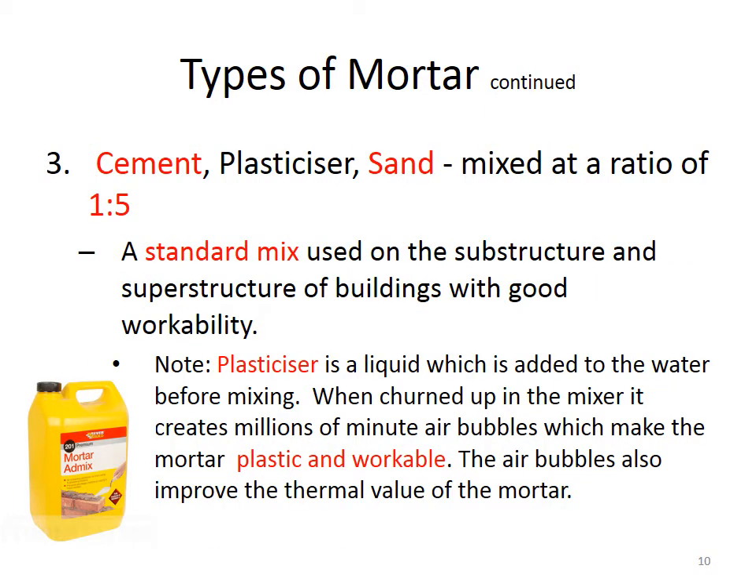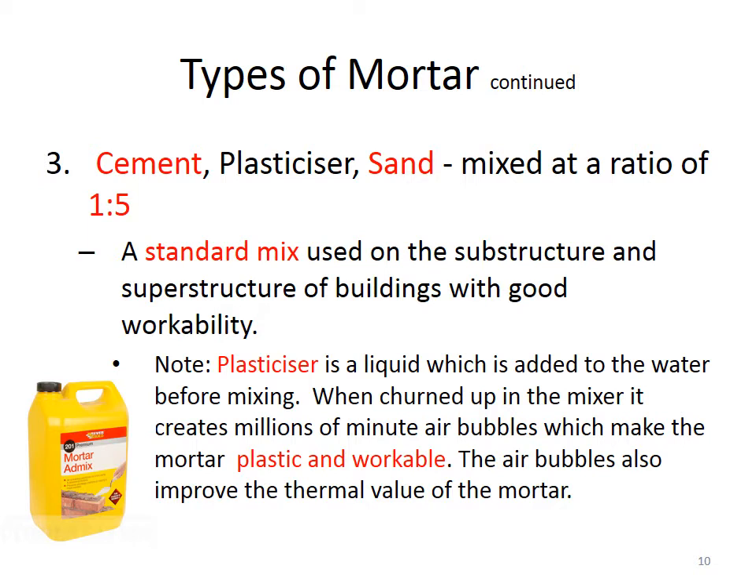This third type then is cement, plasticizer and sand. This is again mixed at a ratio of 1:5. This is just the same as the first two mixes. The only difference is that we have plasticizer added to this mix of cement and sand instead of hydrated lime or instead of nothing.